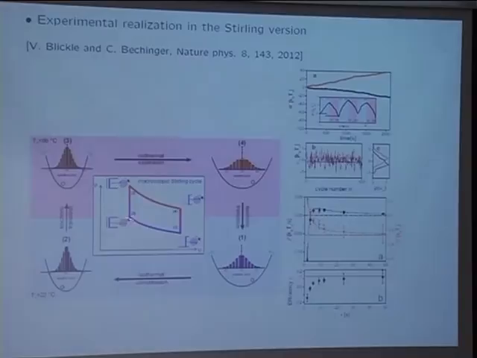So they did not quite do the Carnot cycle, but the Stirling cycle, but they could do that. How do they do it? They take the particle in a laser trap and then they locally heat it, which is very efficient, by an extra laser. And when you turn that off, it cools down.